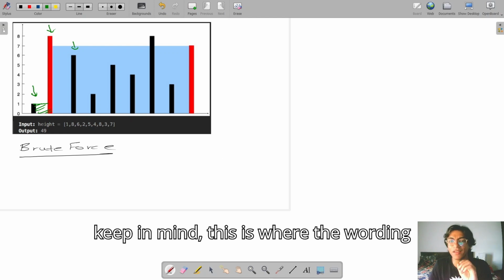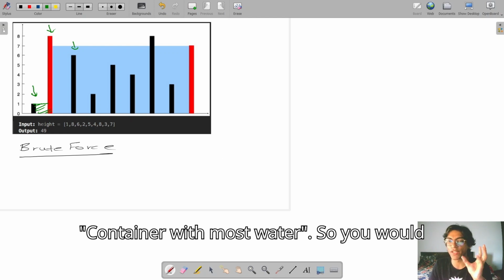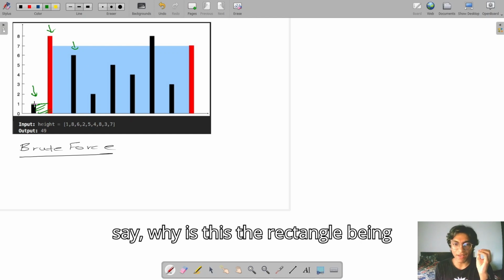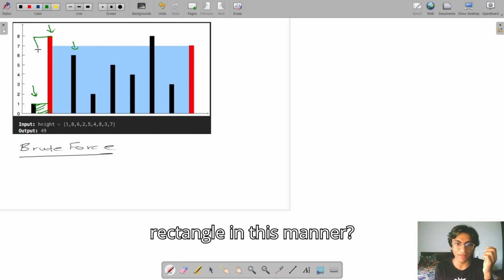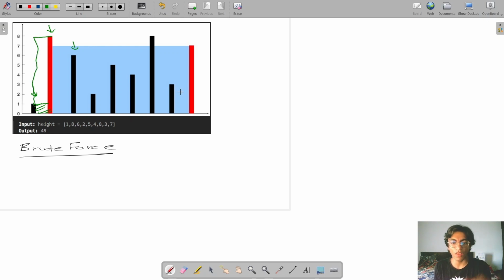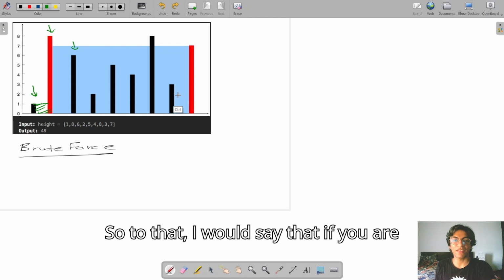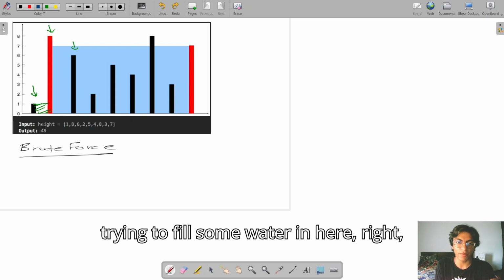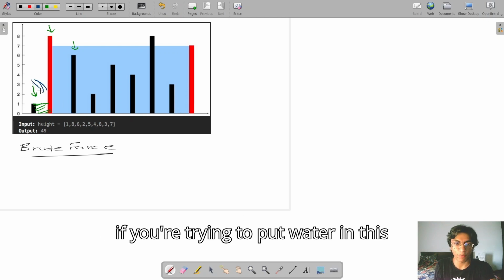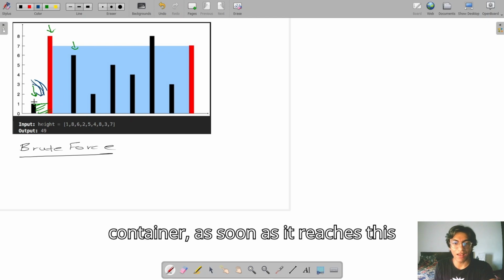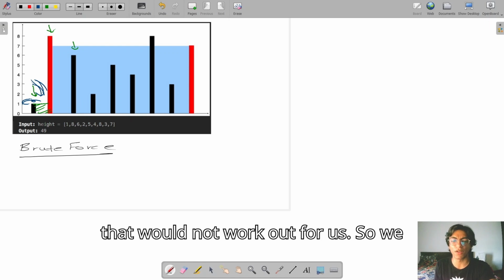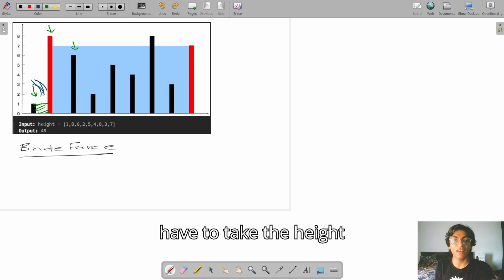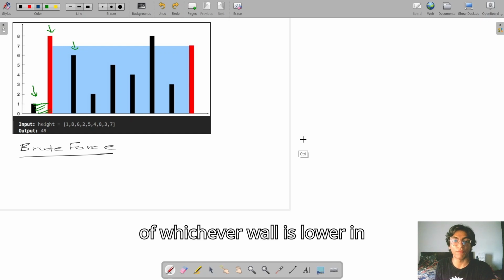Now keep in mind, this is where the wording of the question comes into play, container with most water. So you would say, why is this the rectangle being formed? Why are we not forming the rectangle in this manner? So to that, I would say that if you are trying to fill some water in here, right? If you're trying to put water in this container, as soon as it reaches this height, it will start spilling over. So that would not work out for us. So we have to take the height of whichever wall is lower in height.